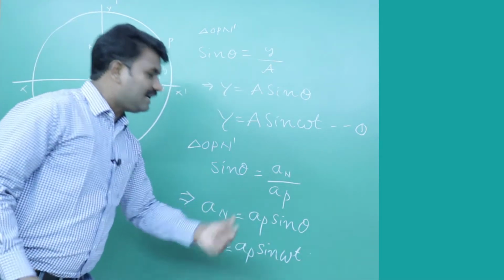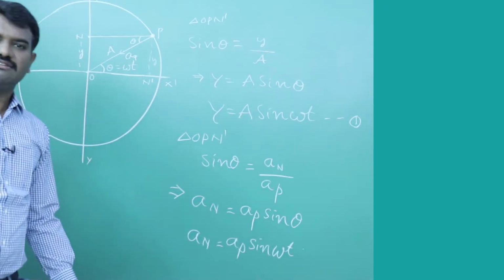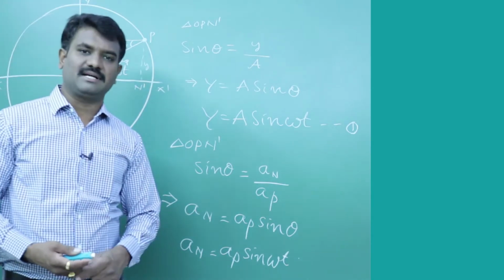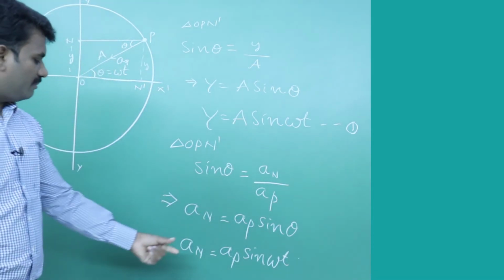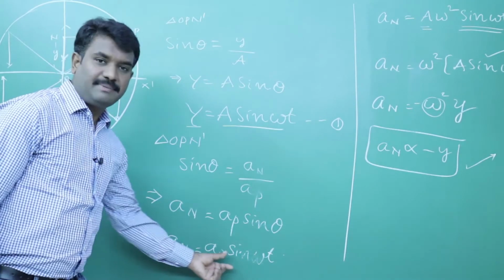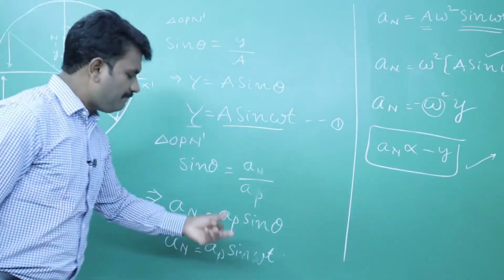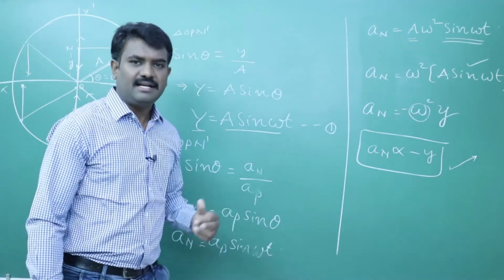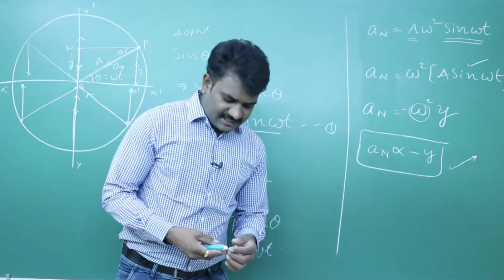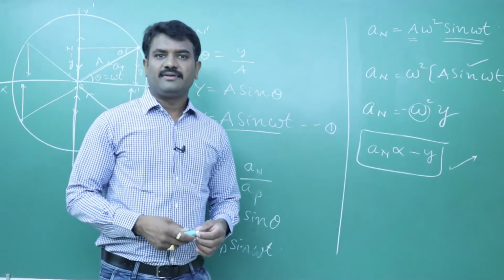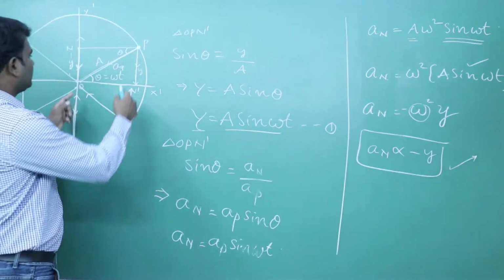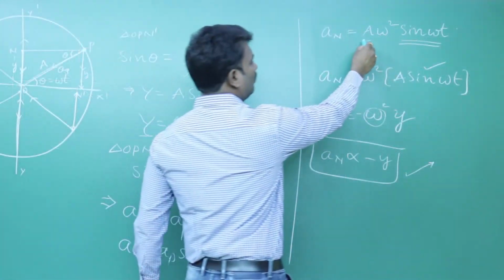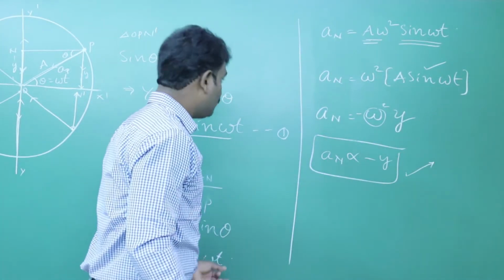But what is the centripetal acceleration? The centripetal acceleration is given by a omega square, right? In general we say r omega square. So here it is a omega square. AN is equal to AP sin omega into t, where AP means the acceleration of the particle, which is nothing but the centripetal acceleration. The centripetal acceleration is given by r omega square. Here r means the radius of the circular path, that is a. So in place of AP I can write a omega square into sin omega t.